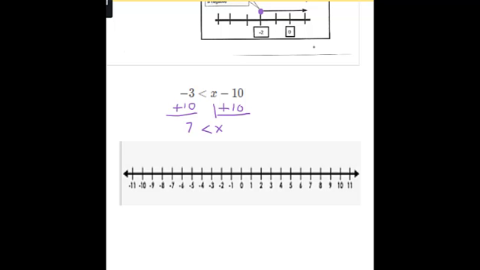Now we go to our number line. And since it is a less than sign, 7 is less than x, we know that's going to be an open circle. So I go to 7 and I draw an open circle. Now, 7 is less than x, which means the opposite is true too. X is greater than 7. So that means x is going to be to the right of the 7. So we draw our arrow that way.